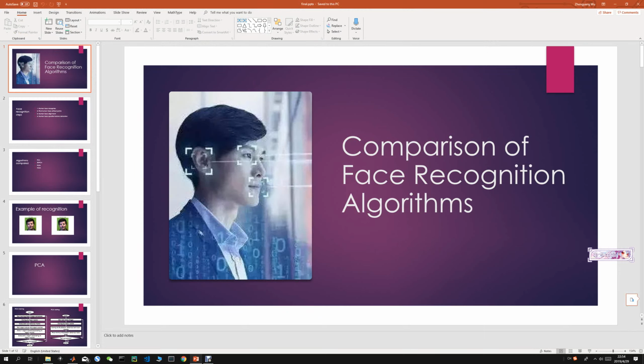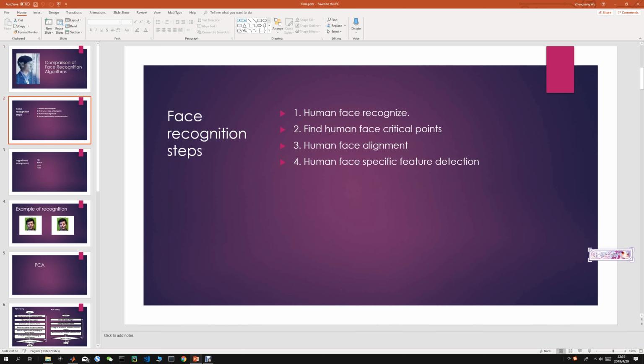First, this is the final project for 6825 Pattern Recognition. My project title is Comparison of Face Recognition Algorithms. And as we all know, face recognition is very popular nowadays. As for the background information, let's show the steps of face recognition.